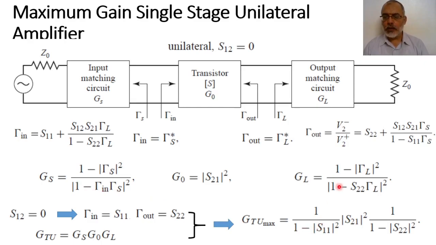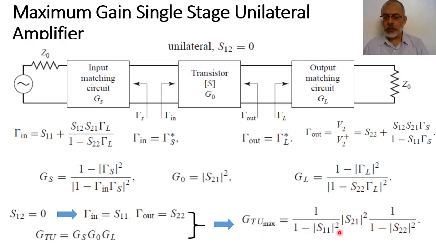In a similar way, this is S22 multiplied by gamma load. Gamma load for maximum gain would be gamma output conjugate, and gamma output for unilateral would be S22. So this would be 1 minus S22 multiplied by S22 conjugate, which is 1 minus the magnitude of S22 squared. Alright?